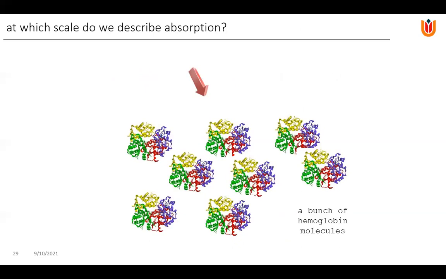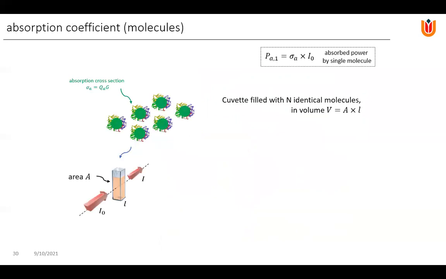So this was looking at a single molecule. Just fantasizing a little bit about what the size of a molecule could be, what the incident power could be, what the incident intensity could be, and how you can then relate these things together. But how about if you look at a bunch of molecules? So let's take not one hemoglobin molecule, but a bunch of them. And then it already starts to make sense to look at an experiment.